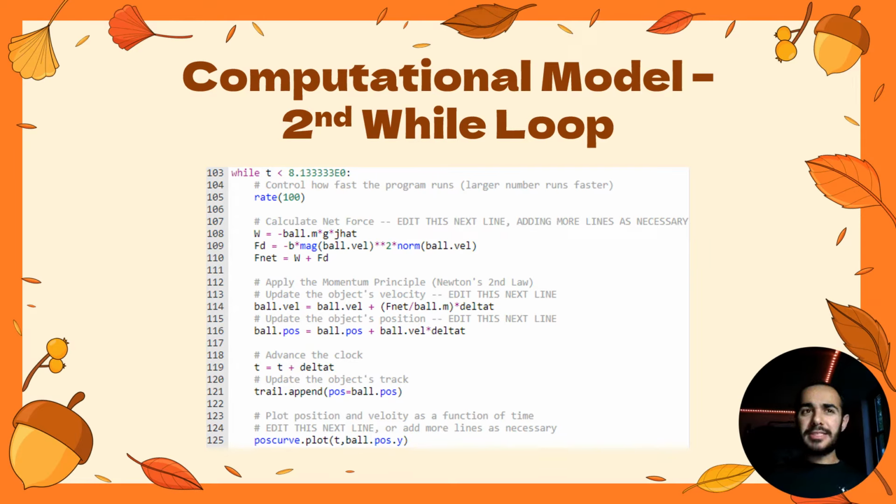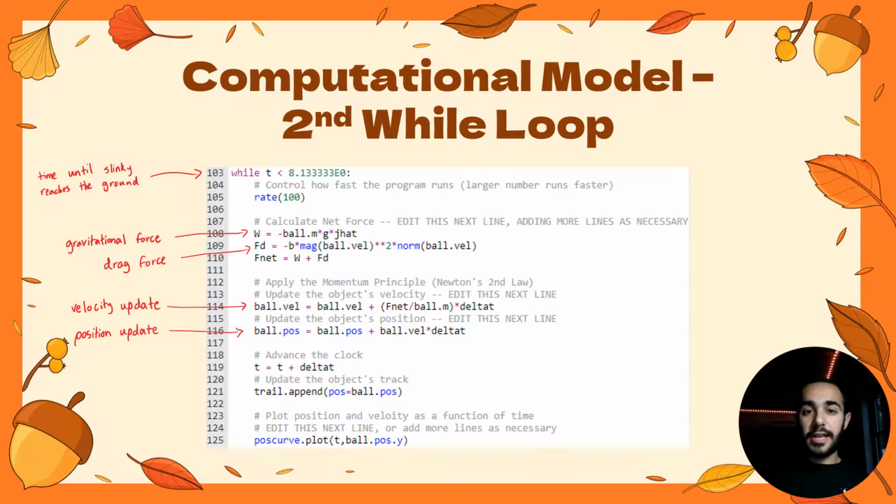Now, what happens when the slinky starts falling down? When the top reaches the bottom and it's now starting to fall down, it's not stationary anymore. Now, the net force is not going to be 0. In this case, we're still going to have the force of gravity acting downwards, but now we're also going to have a drag force, which again is proportional to the velocity of the slinky squared. Now we're going to do the same thing. We're going to use the position update and the velocity update formula in order to track its position over time.